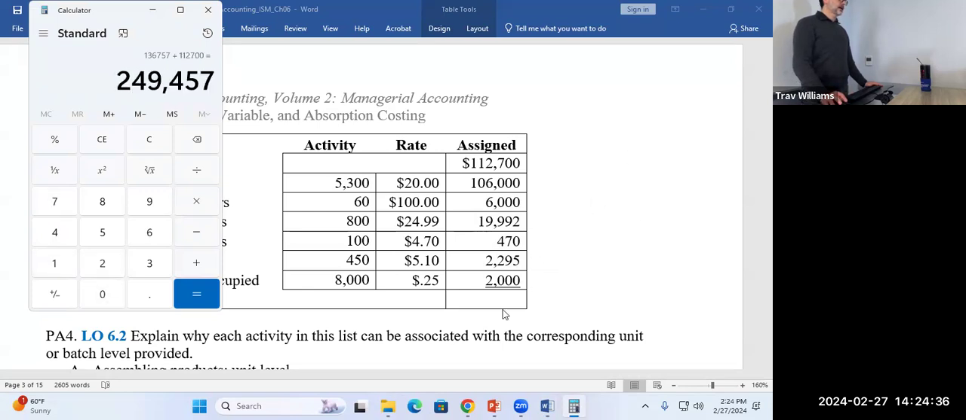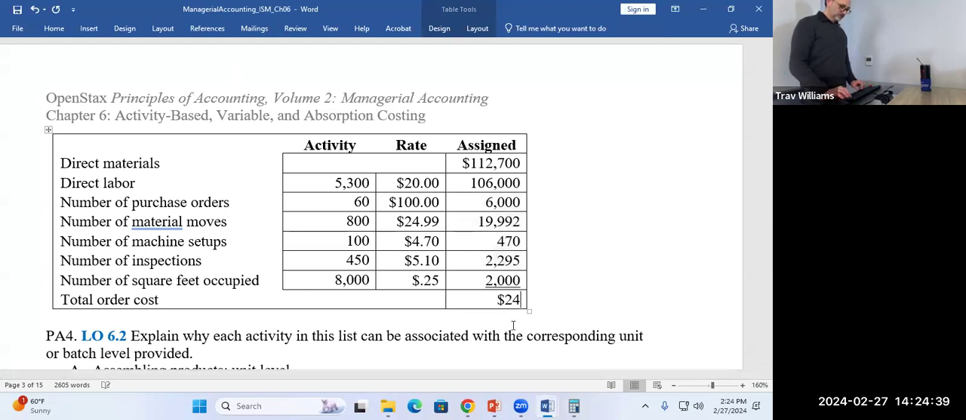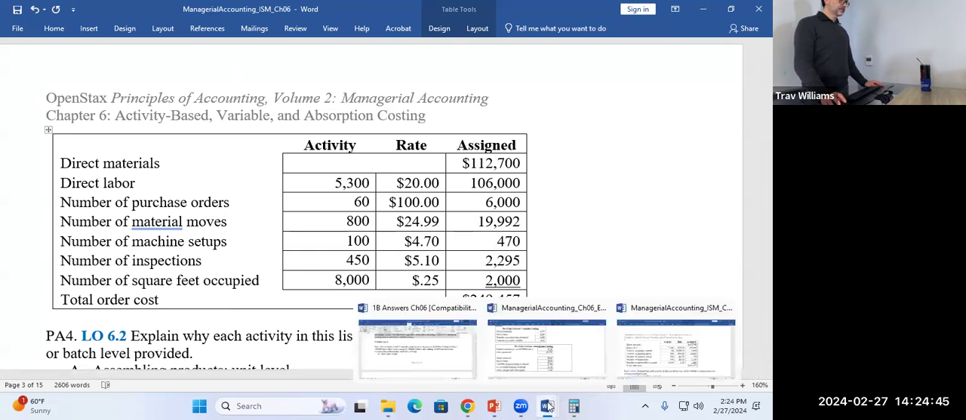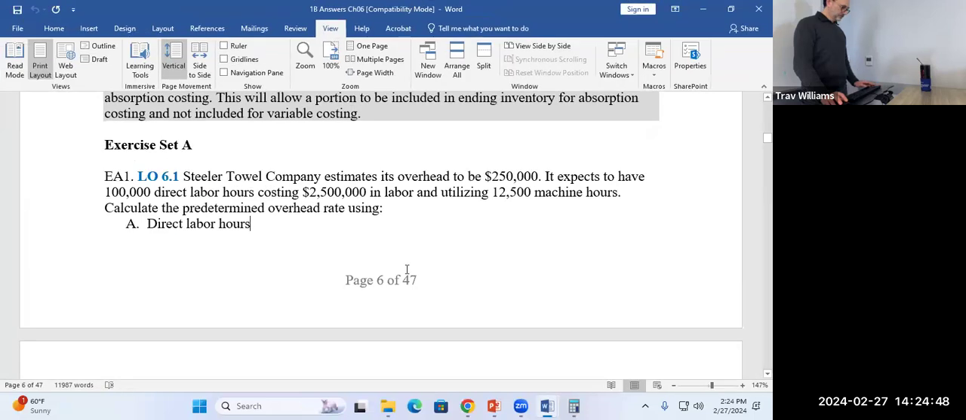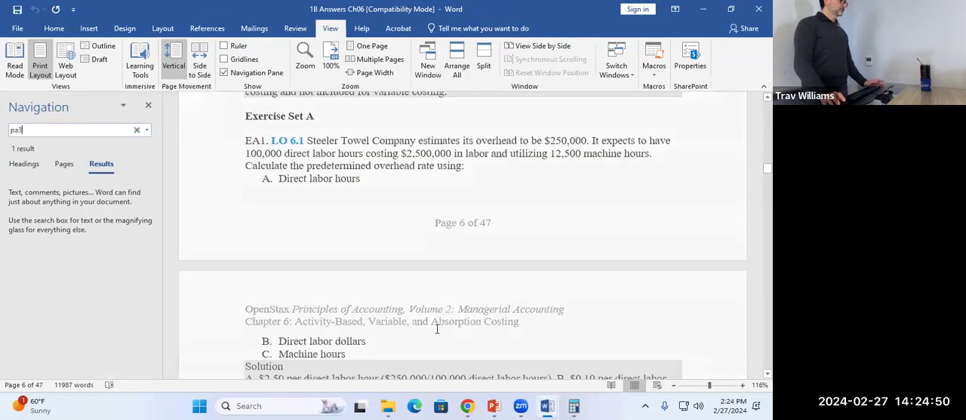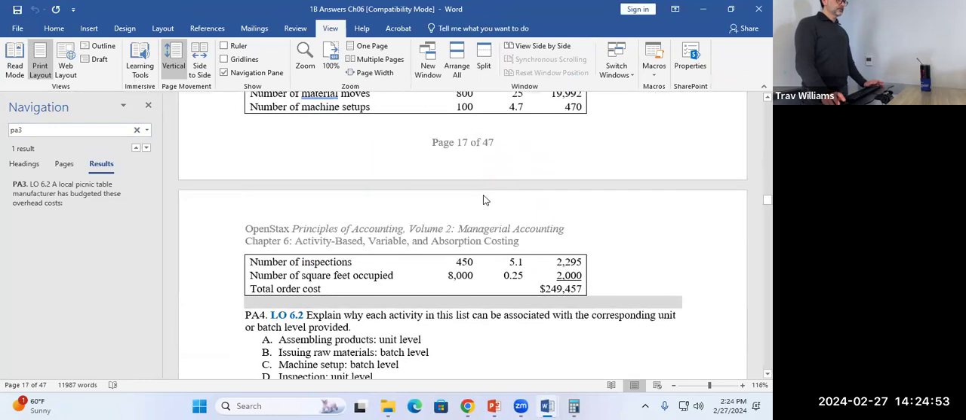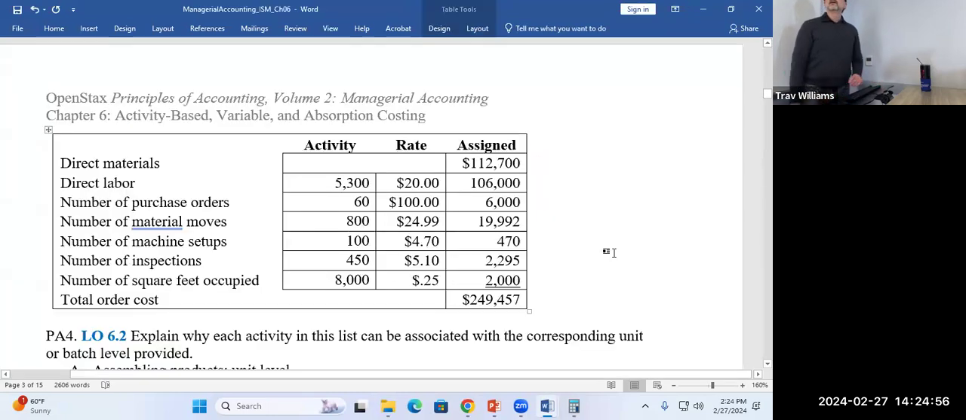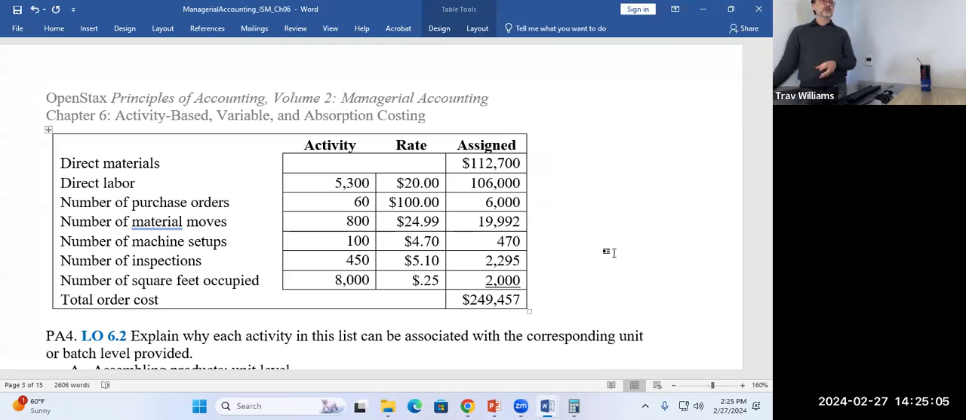So $249,457. Okay. So as you see, it's really not that different from what we've done in the past with overhead. It's just we have to do it multiple times, right? Because we have multiple cost pools and sometimes multiple products. Right? Any questions on this problem?